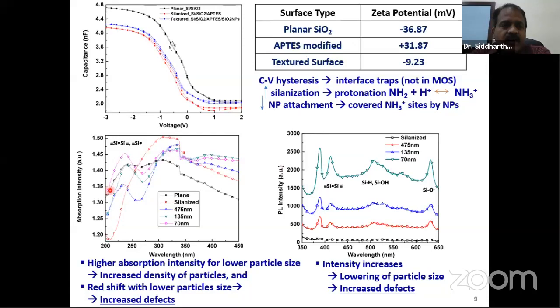Then we conducted absorption studies as well as photoluminescence studies, and these were done for different kinds of wafers. That is, we had a planar wafer, a salinized wafer, and wafers which were textured with particles of different sizes. What we learned from here is that for a textured surface, there were an increased number of defects, and these defects were responsible for the enhanced buffer capacity, and that helped obtain a higher sensitivity.